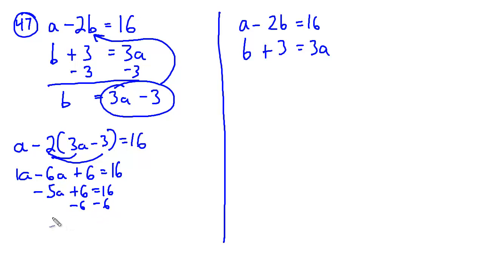Subtract the 6 from both sides. Negative 5a is equal to 10. Divide both sides by negative 5. A is equal to negative 2. And this is one of our two answers.